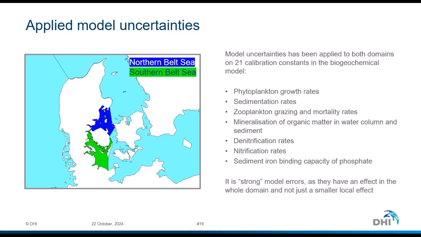So here we have used phytoplankton growth rates, sedimentation rates of phytoplankton and dead organic matter, zooplankton grazing and mortality rates, mineralization of organic matter in the water column and sediment, denitrification and nitrification rates, and the sediment iron binding capacity of phosphate. We say that these uncertainties we apply to the calibration constants are strong model errors or model uncertainties, because we see they have an effect in the whole model domain and not just a smaller local effect. For example, if we would apply model uncertainties only at the boundary conditions.